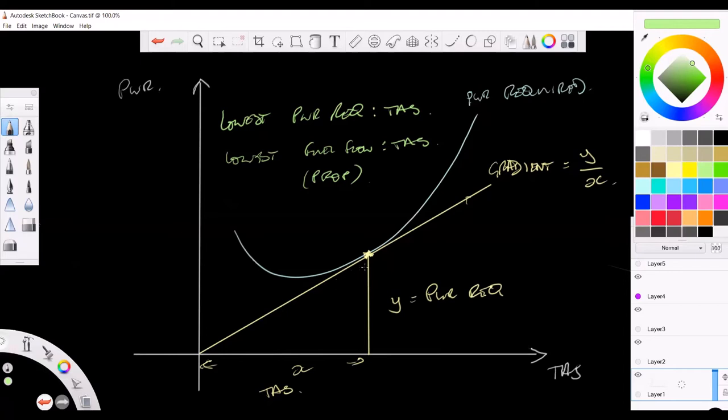And it's all to do with the meaning of a tangent and the gradient of the tangent. The reason is, it's the lowest gradient that actually touches the curve. I can always do a higher gradient than that, yeah? I can draw a gradient like this. And I can either fly at this speed or I can fly at this speed, if I've got enough power. But that's got a higher gradient, and the gradient is the ratio of power required to TAS, because the gradient is the ratio of y to x. Obviously, this is the same as the ratio of y to x.